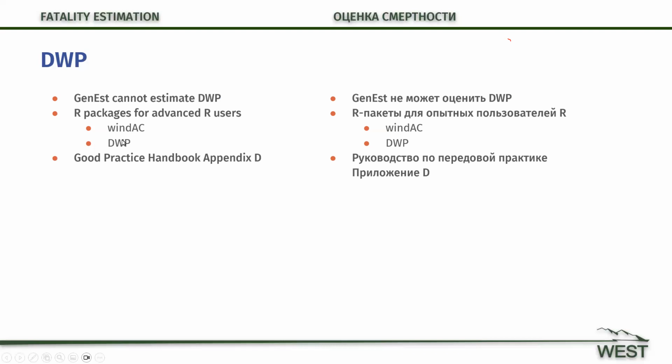One is called WindAC. That one was created by West. There's another one that was created by the USGS called DWP. Our tests show that they both work very well. But for people who don't have access to a statistician or the statistical computing skills, the simplest way to estimate the DWP is in Appendix D from that Good Practice Handbook. So the handbook has a relatively simple tool that will provide an estimate of the DWP for you.